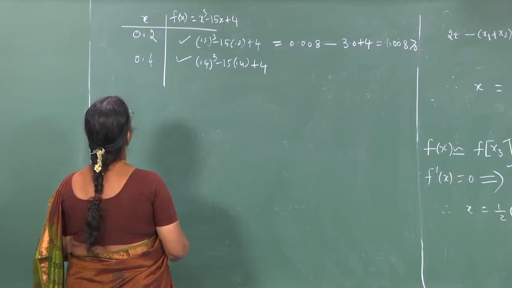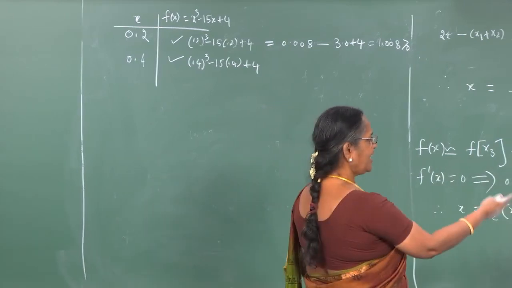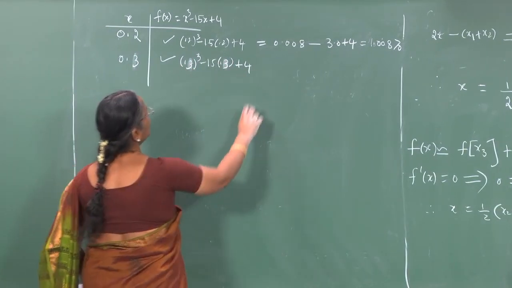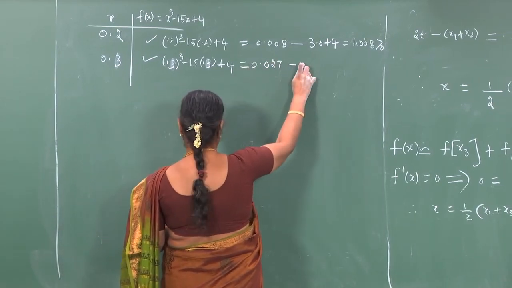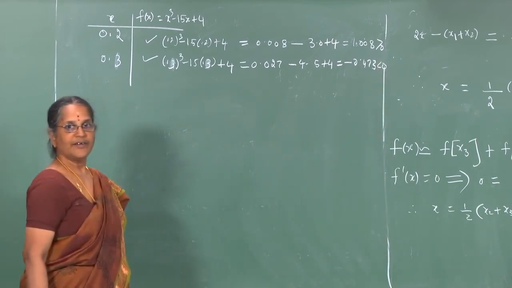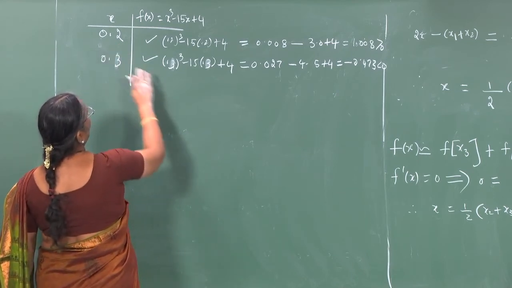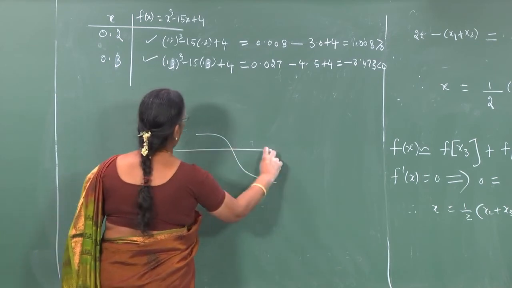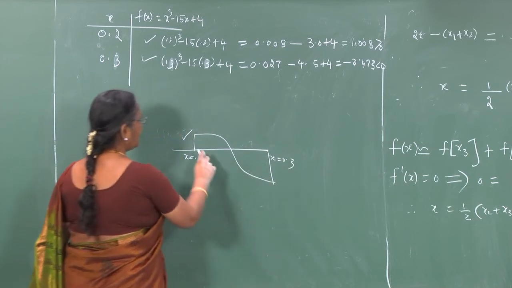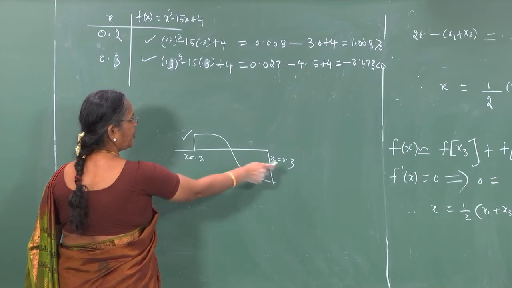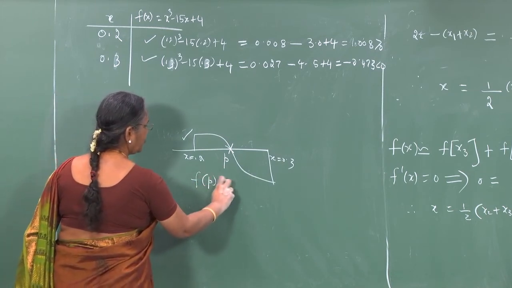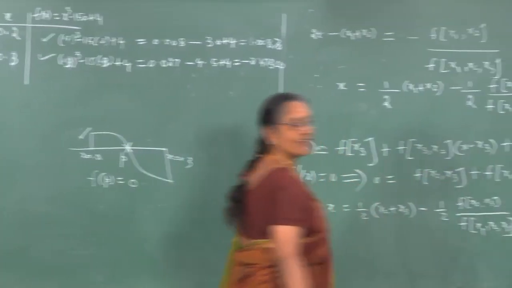Then if I compute the value at 0.4, maybe since it is said that it is close to 0.3, I can even take this to be 0.3 and try. So, 15 into 0.3 plus 4, and the value will be 0.027 minus 4.5 plus 4, and it turns out to be minus 0.473, which is negative. Fine. So, at x equal to 0.2, f of x is positive, and at x equal to 0.3, f of x is negative. So, it has to cross the x axis at some point between 0.2 and 0.3, and it is this point which I call P, which I seek, which will give me f at P equal to 0, and that x equal to P will be a root of that equation.